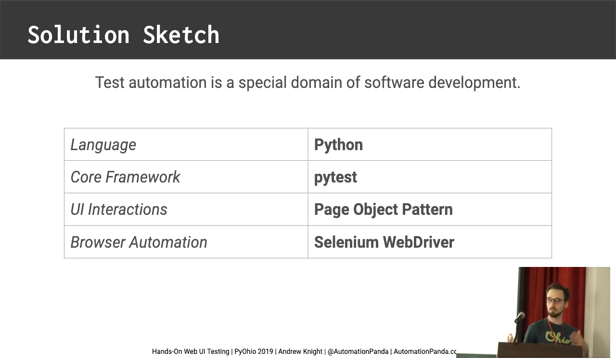Why? Test automation is software development. You apply the same rules, principles, practices to this domain as you would to other domains. Test automation is code. It's software. We develop it like software.